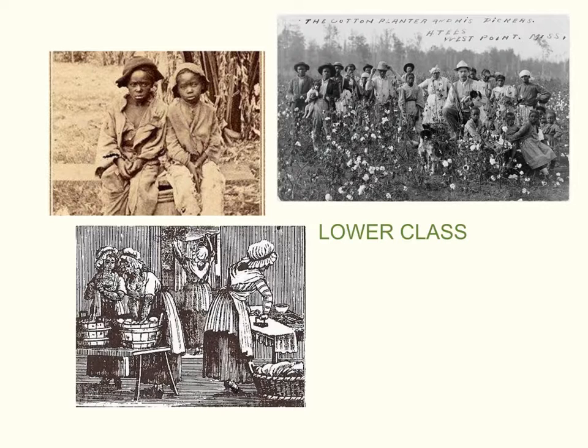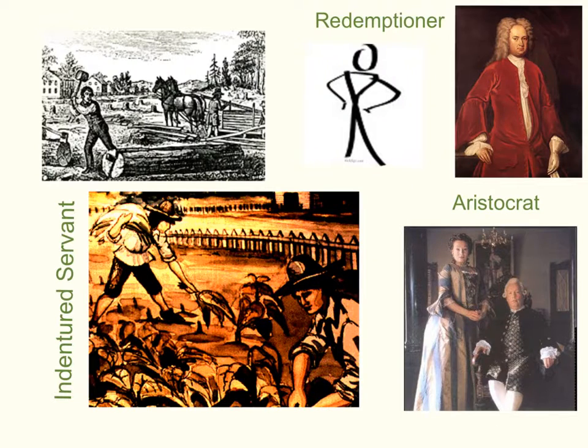A few terms I want you to get from this section: aristocrat, redemptioner, and indentured servant. An aristocrat was of the very upper class of people. They had refined tastes and refined manners. A pretty small percentage. They were the aristocrats.